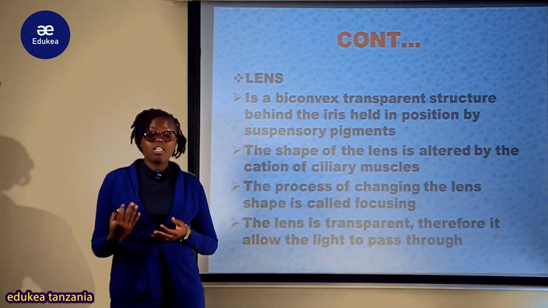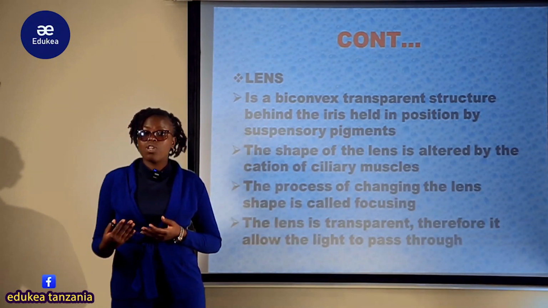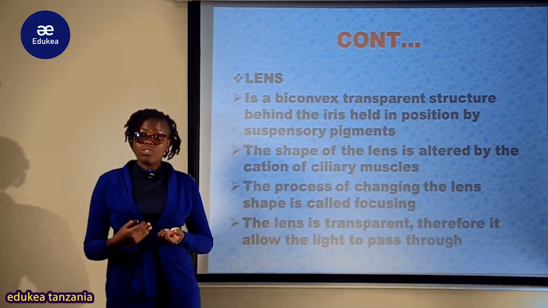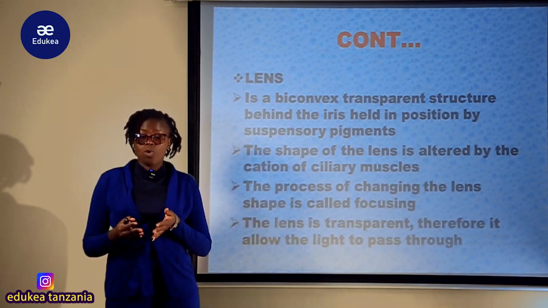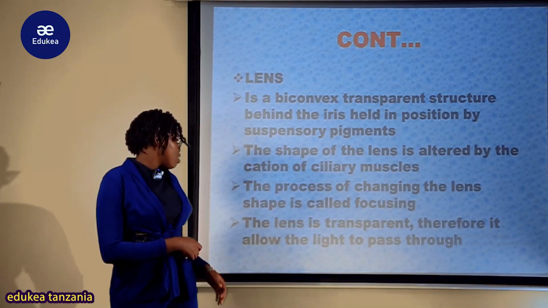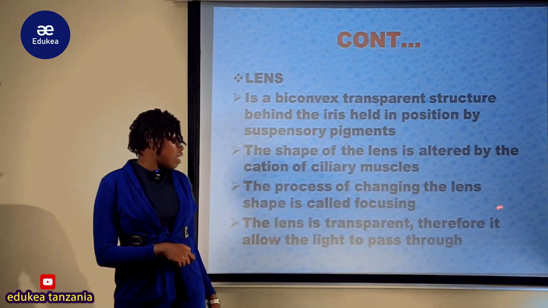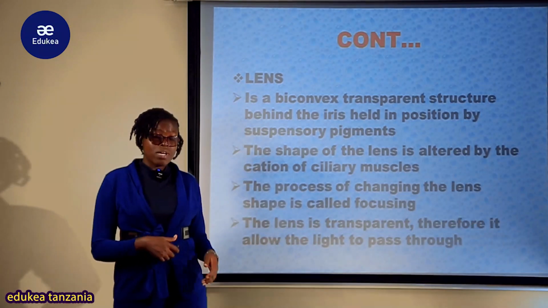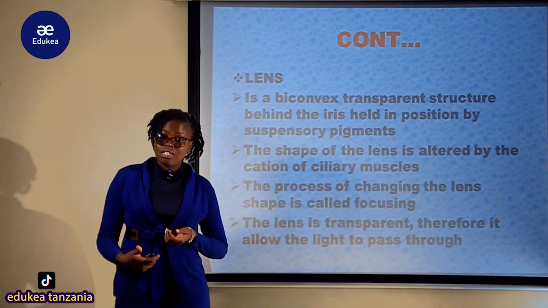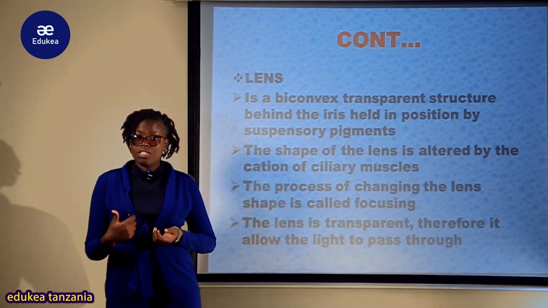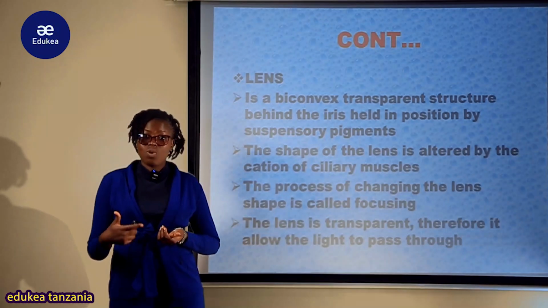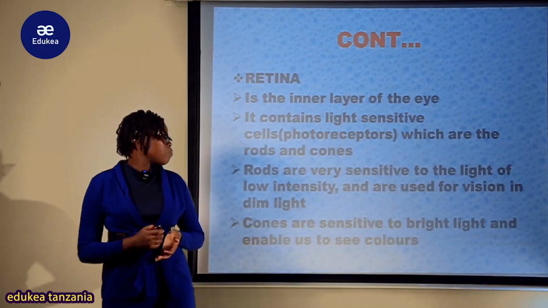It can change depending on the object ambayo mtu anakuwa anaview, ipo katika distance ipi, either ni nearby object au ni farthest, au ipo katika upande gani na inakuwa ina size gani, na katika mwanga gani pia. So the lens is transparent, therefore it allows the light to pass through. This is one of the adaptations of the lens, because a transparent object is one which allows the light to pass through.